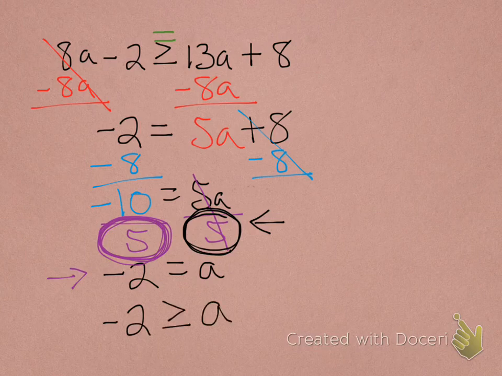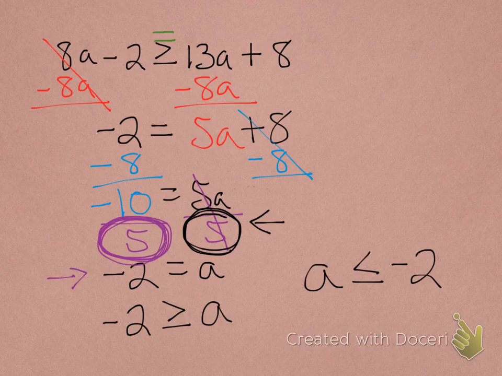However, if you are trying to graph this on the number line, if you wanted to reverse this so that you have the letter on the left-hand side, then you would say that a is less than or equal to a negative 2. Just to make sure that a is on the left-hand side so that you could graph that on the number line.